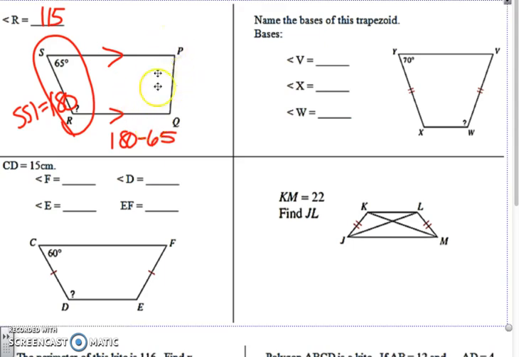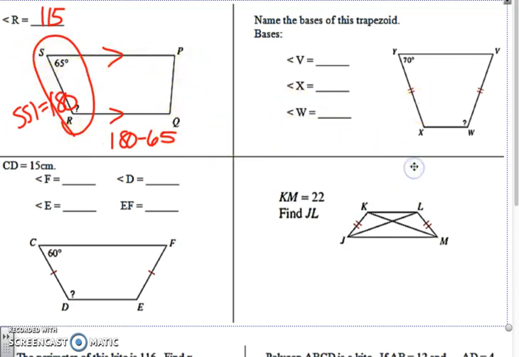So can I bump over here and find P or Q? The answer is no, because I don't know anything about them. Okay, so you can just find the same side interior. So you can't say that these are also same side interior, because these would have to be parallel.